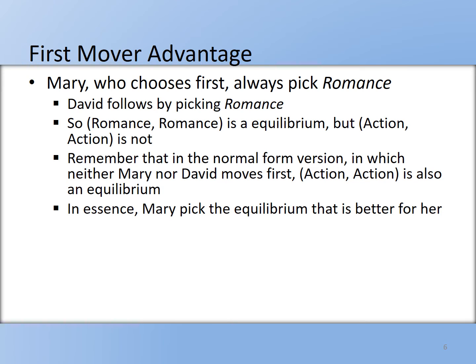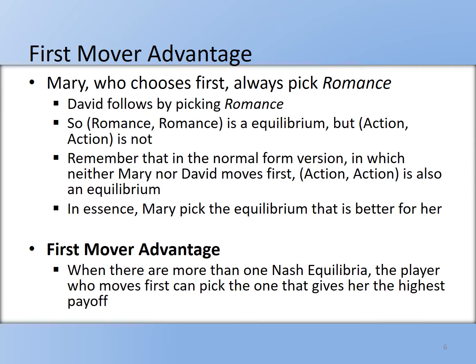So you can say that by moving first, Mary picks the outcome that is better for her. That's called a first mover advantage. When there is more than one Nash equilibrium, the player who moves first can pick the one that gives her the highest payoff. Right. So it seems like it's always better to move first. Well, not necessarily true, as we'll see in the next example. It's not necessarily better. So we'll see in a moment. But in this particular case, when there are different stable Nash equilibria, by moving first, you can pick the one that benefits you the most.